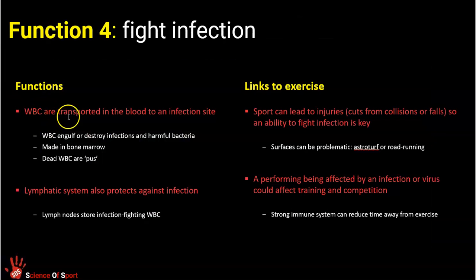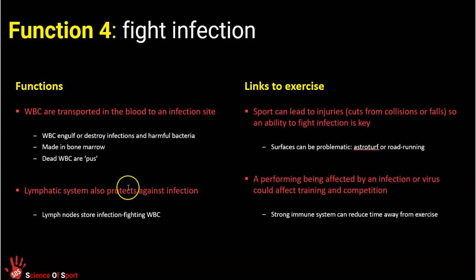Fighting infection. And again, this in many ways shouldn't be new knowledge, because the other bits of learning that you've done about the blood or the lymphatic system should incorporate this. So we've got white blood cells in our blood that are central in being sent to infection sites, so where you've got a cut, let's say, and basically trying to engulf and destroy the infection, stop any infection building and developing and spreading in our body. White blood cells are made in the bone marrow, and often when you have pus in a cut, which you can often get, it's dead white blood cells.